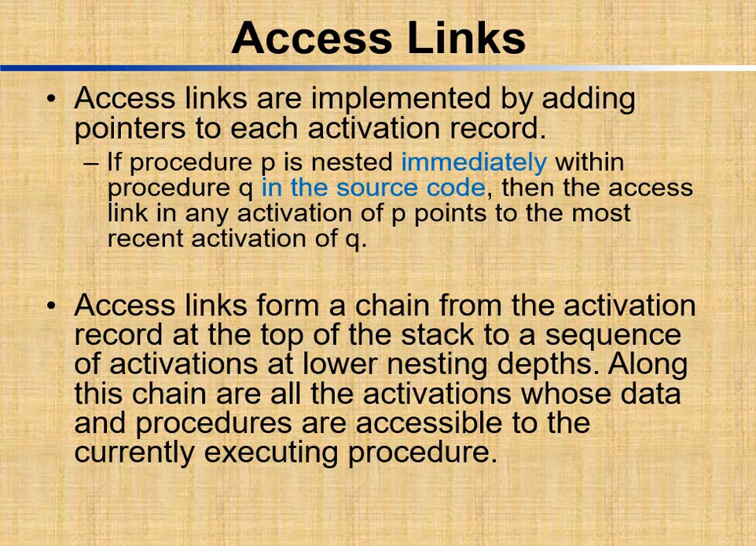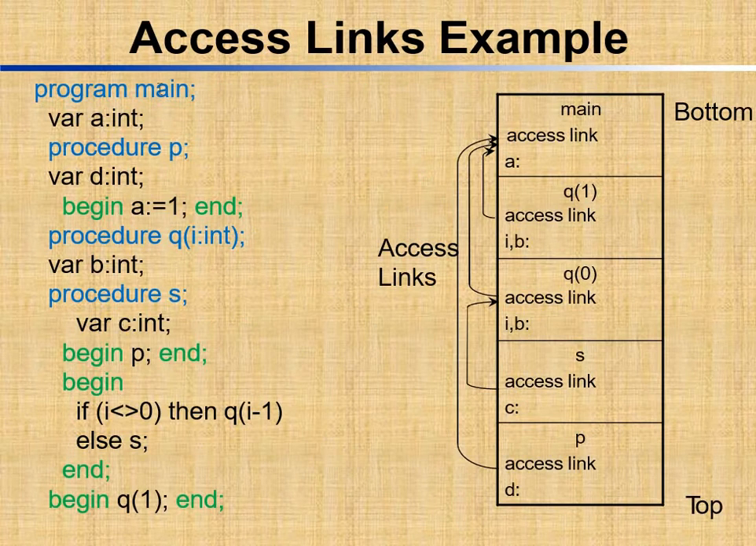Here we can see one example. Suppose we have a main program, and inside it a P procedure, a Q procedure, and an S procedure. In the S procedure we call the P procedure, and there we check if i is not equal to 0, then we call the Q procedure, else if the condition becomes false we call the S procedure. Here we call Q1, the procedure Q, passing the value of i as 1.